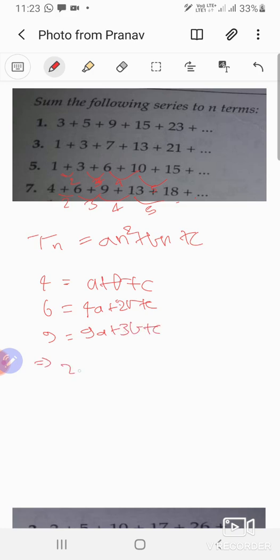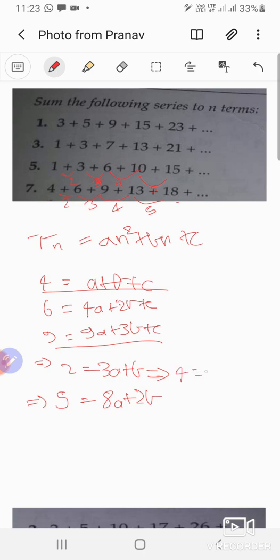Subtracting the first two gives me 2 equals 3a plus b. Then subtracting this equation from that equation, we get 5 equals 8a plus 2b, right? So let's multiply the previous one by 2, so that will give me 4 equals 6a plus 2b. Now subtract these two, so that will give me 1 equals 2a, or a equals half.